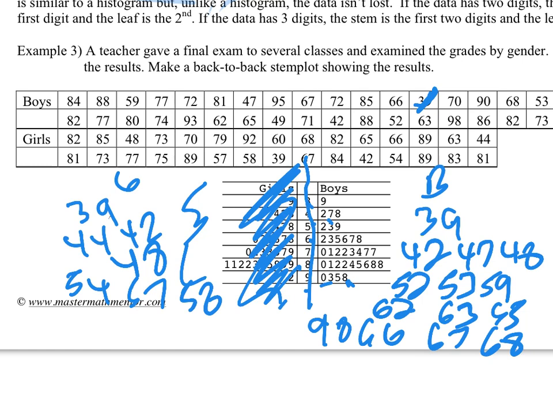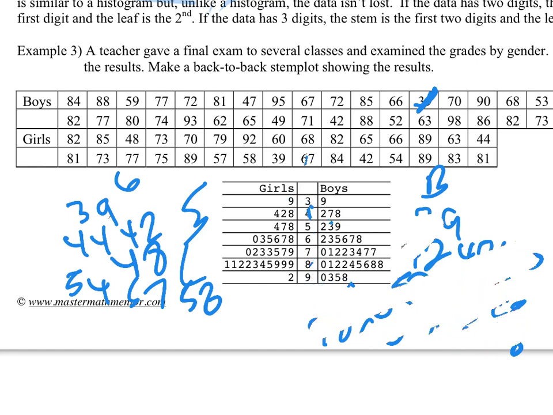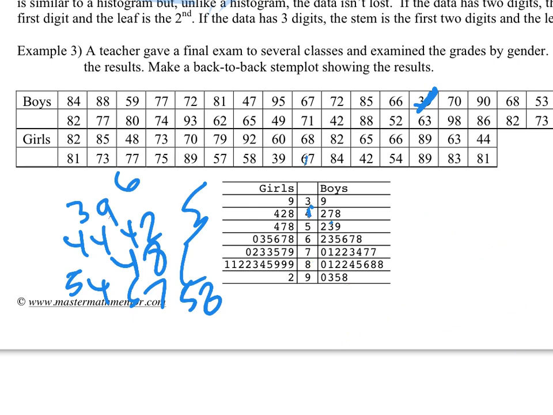But this problem had boys and girls. So you put them together, because what we really like to do is compare the two sets of data. I have a feeling we're going to compare boys and girls with a stem plot. And if you look at the stem and leaf shape, I'm going to do a shape over here, and then I'm going to do the girls as well. And do they look much different?